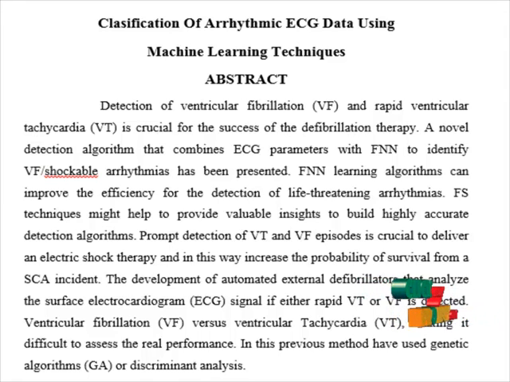Previous methods have used genetic algorithms or discriminant analysis. The proposed FNN detection combines three different FS filter-type techniques into a single ranking score, allowing us to determine the relevance of each ECG parameter using the score in the FNN classifier to yield a robust result. In this approach, the Hurst index and the PSR parameter were calculated.